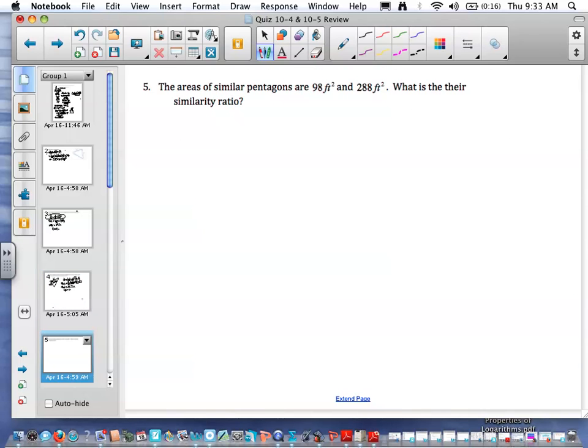Number 5 says the areas of similar pentagons are 98 feet squared and 288 feet squared. What is their similarity ratio? So remember, if you're talking about areas, then you have that A squared over B squared is equal to 98 over 288. You are looking for A over B.